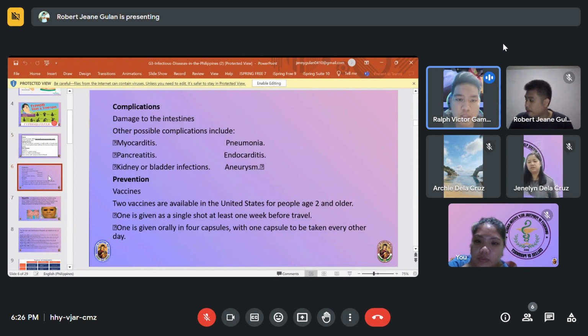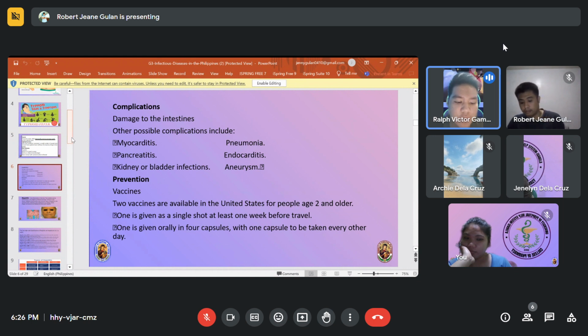The complications: first is damage to the intestines. Other possible complications include myocarditis. Myocarditis is inflammation of your heart muscle, called the myocardium. This can weaken your heart muscle and make it more difficult for your heart to pump. This rare condition can affect people quickly or slowly over time.